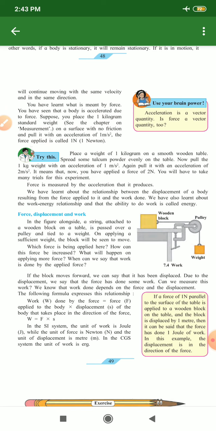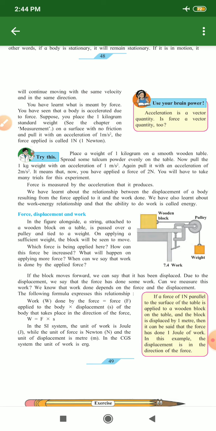Now try this. Place a weight of 1 kilogram on a smooth wooden table. Spread some talcum powder evenly on the table. Now pull the 1 kg weight with an acceleration of 1 meter per second square. Again pull it with an acceleration of 2 meters per second square. It means that now you have pulled with a force of 2 newtons. You will have to take many tries for this experiment. Force is measured by the acceleration that it produces.